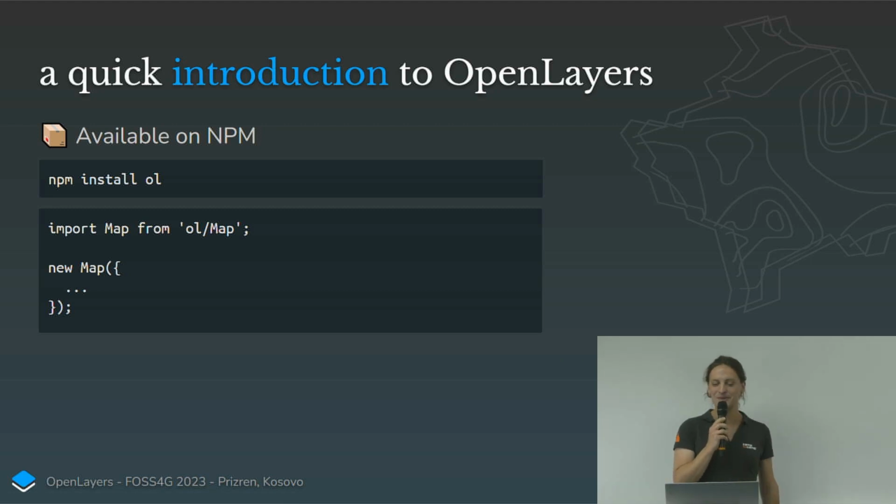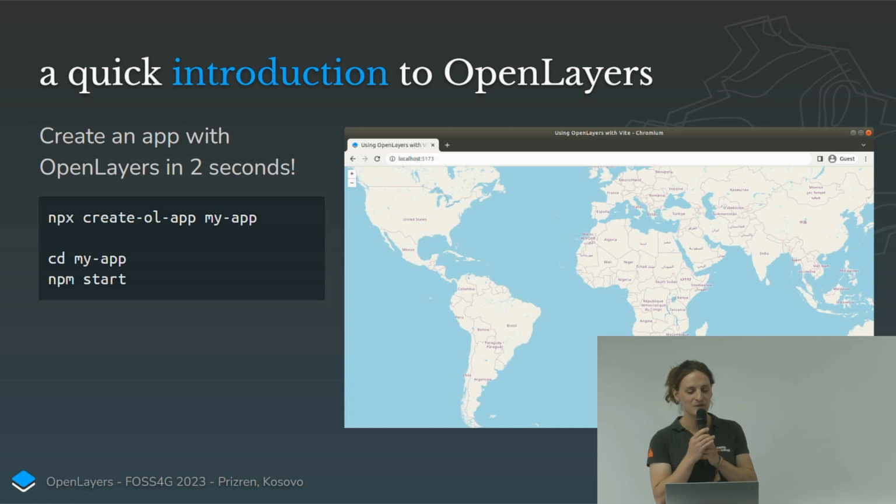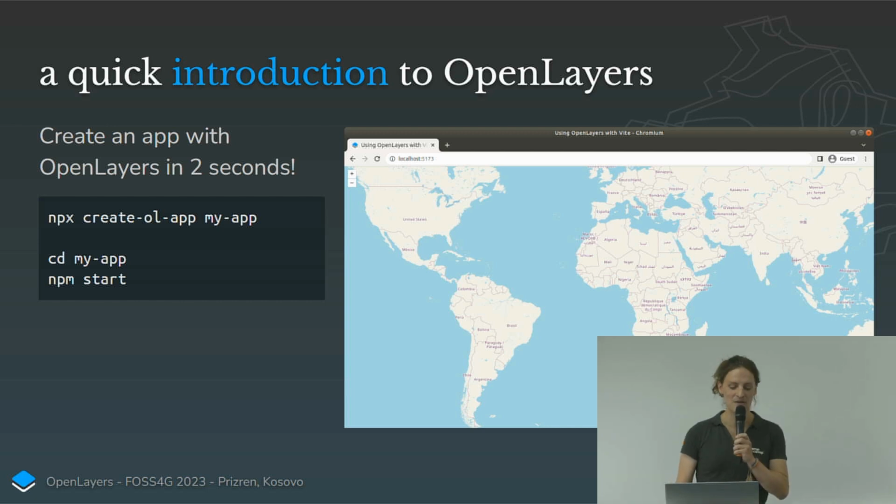The library is available on NPM, so you can just install the OL package, and then you can use it. It's a very quick example. There's also something very useful called create OL app, and you can just run these 3 commands, and this will give you a running application with a full screen map in a few seconds. It really works, so if you don't want to go through all the trouble of creating it yourself, that's pretty useful.